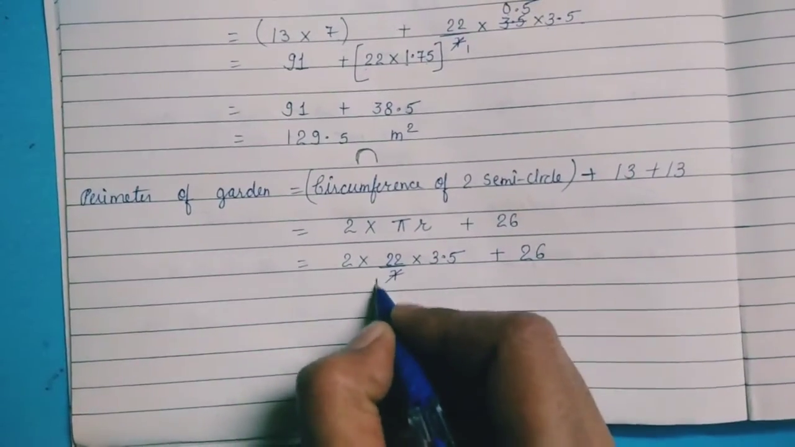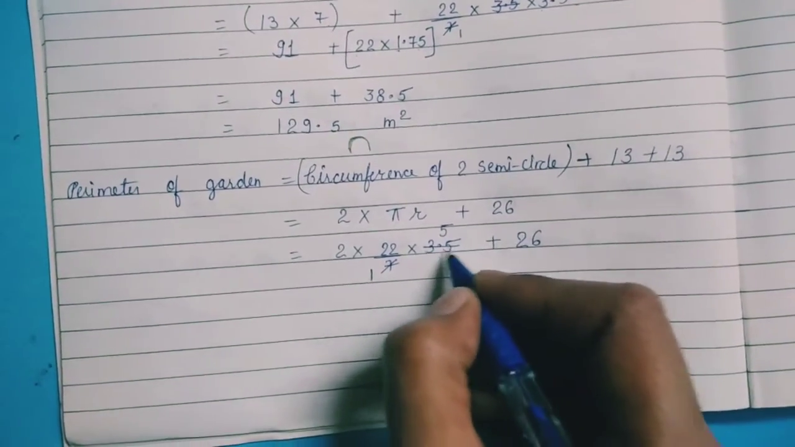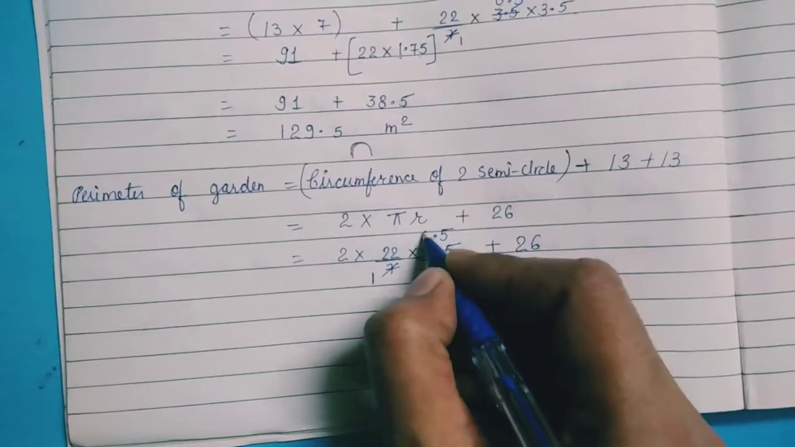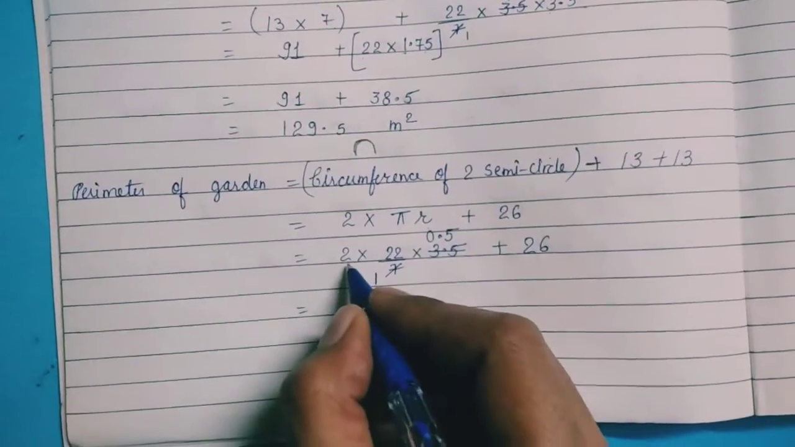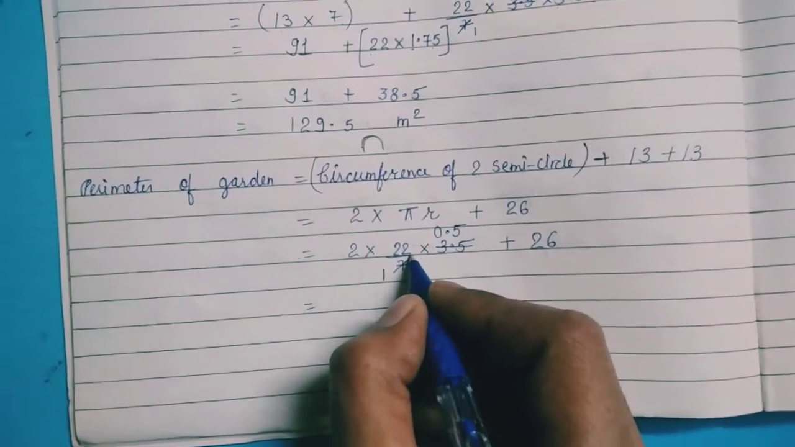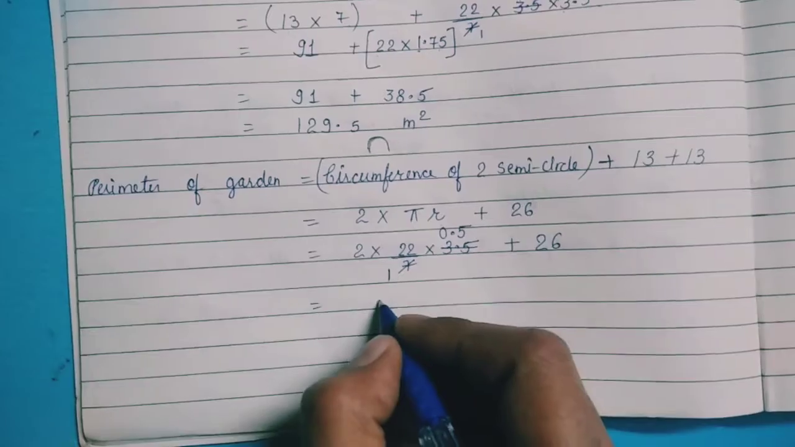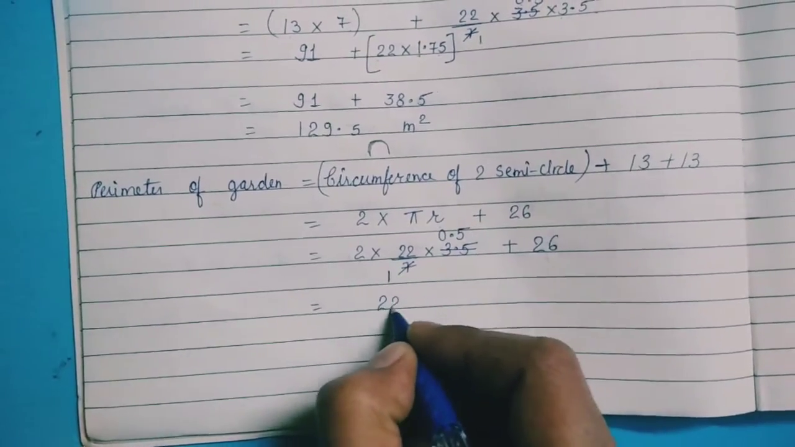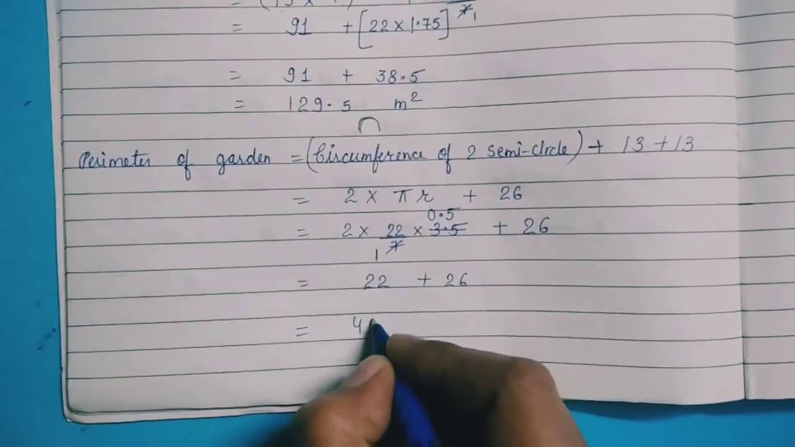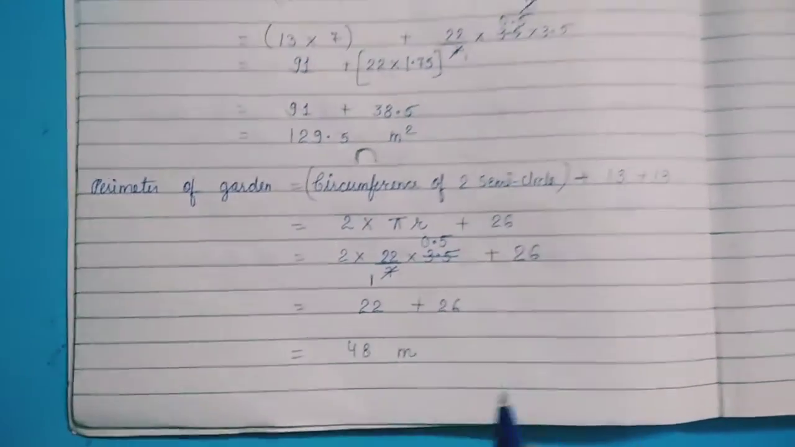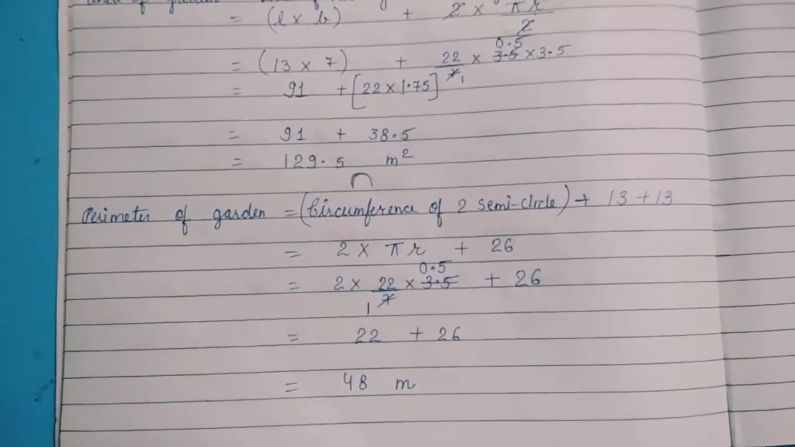Here 7 1s are 7, 7 5s are 35, but it is a decimal, that's why it is 0.5. Now when we multiply 2 into 22, we will get 44, and 44 into 0.5 is 22, and 22 plus 26 is 48 meter. So here we completed the question number 3 solution.